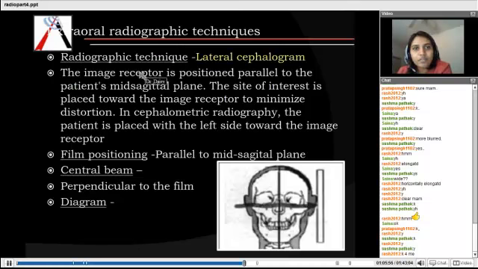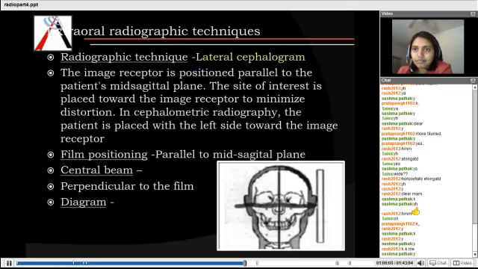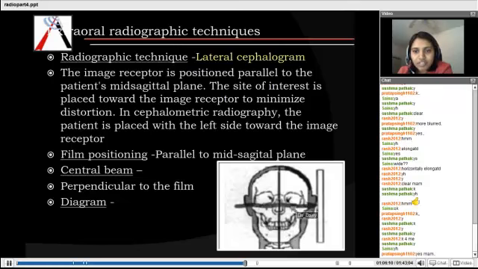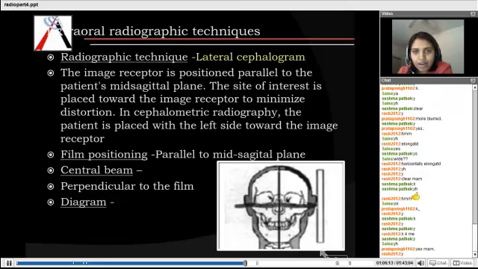When you talk about the lateral cephalogram, the image receptor is positioned parallel to the patient's mid-sagittal plane. Are you able to see the image? So this is the mid-sagittal plane. Our image receptor is parallel to the mid-sagittal plane, and the site of interest is placed towards the image receptor to minimize the distortion. In cephalometric radiography, the patient is placed with the left side towards the image receptor.